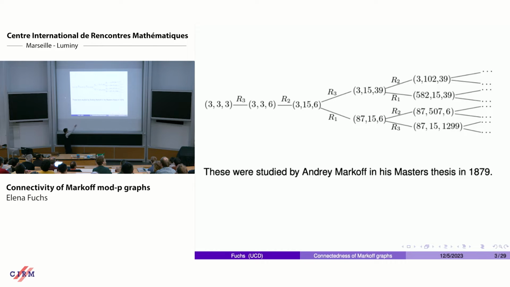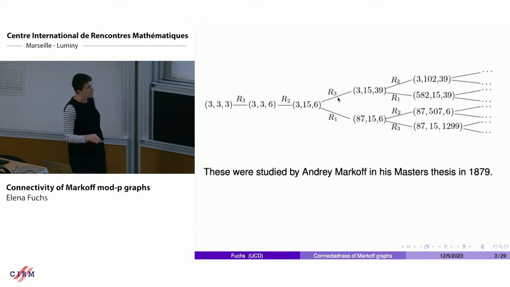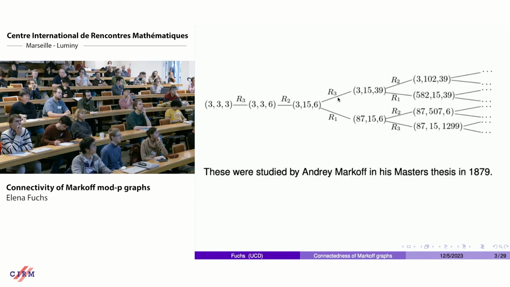You kind of see how, as you walk out along this tree, the triples are growing. What's happening is, each time you apply one of these involutions, you fix two of the coordinates. Here you fix 3 and 39. And that third one that changes, it grows. That's the pattern here.